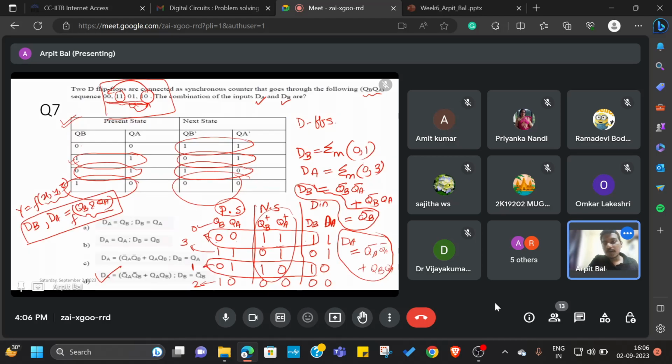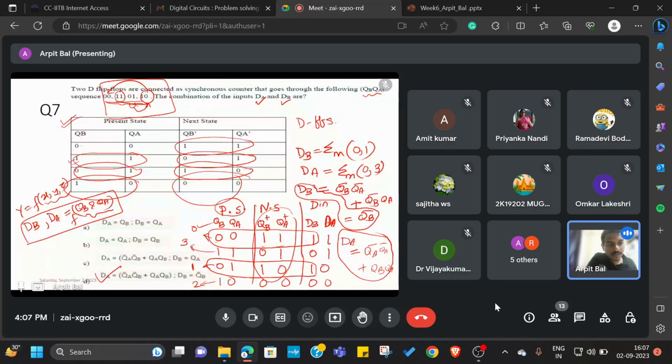Okay, so in the next question we were supposed to figure out what should be the input to the D flip-flops, which we call DA and DB, to represent the two different bits of the D flip-flop. And we had to arrive at this sequence 0 0, 1 1, 0 1 and 1 0. Then here we observed how to try to solve this question.